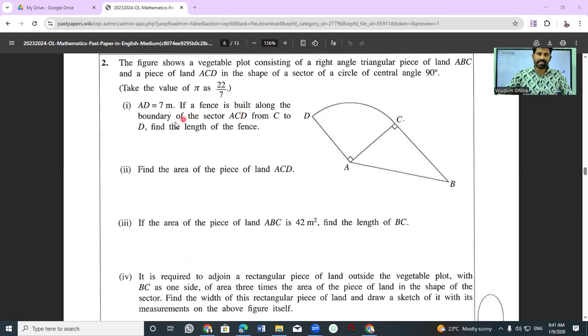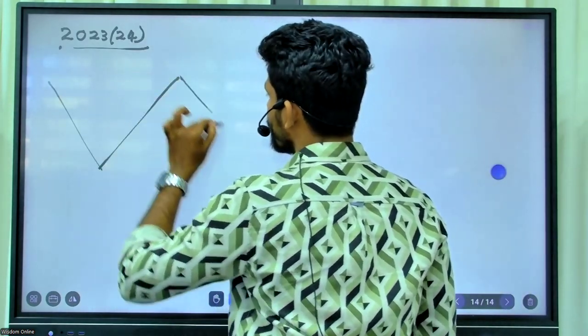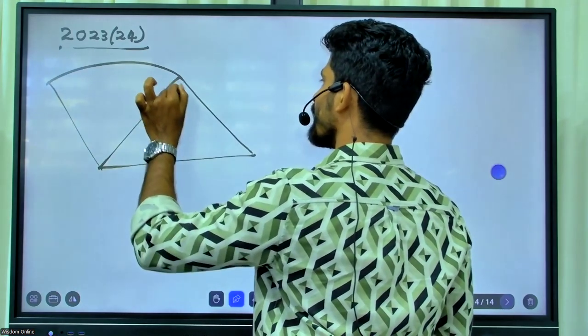If a fence is built along the boundary of the sector ACD from C to D, find the length of the fence. Find the length of the fence means, children, the arc length. This is the arc length.